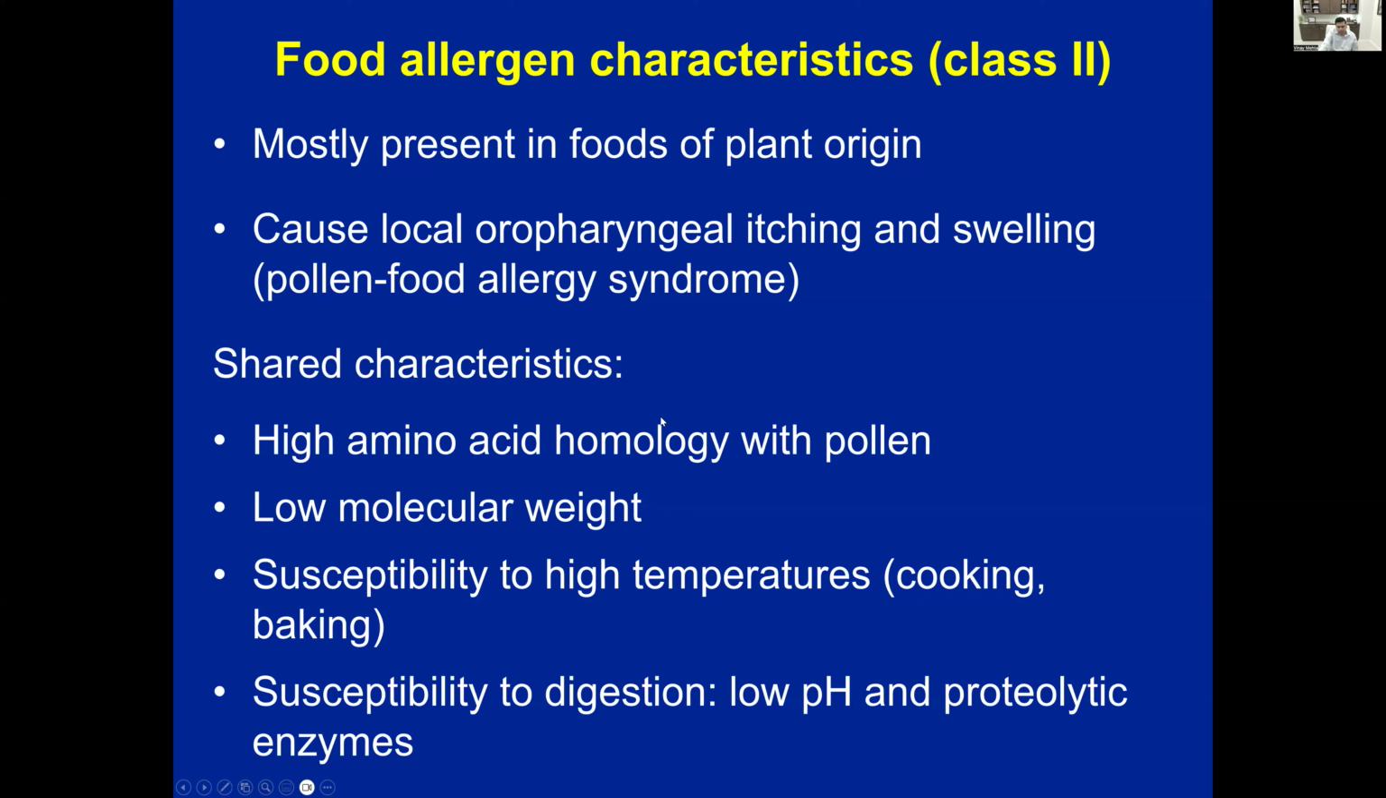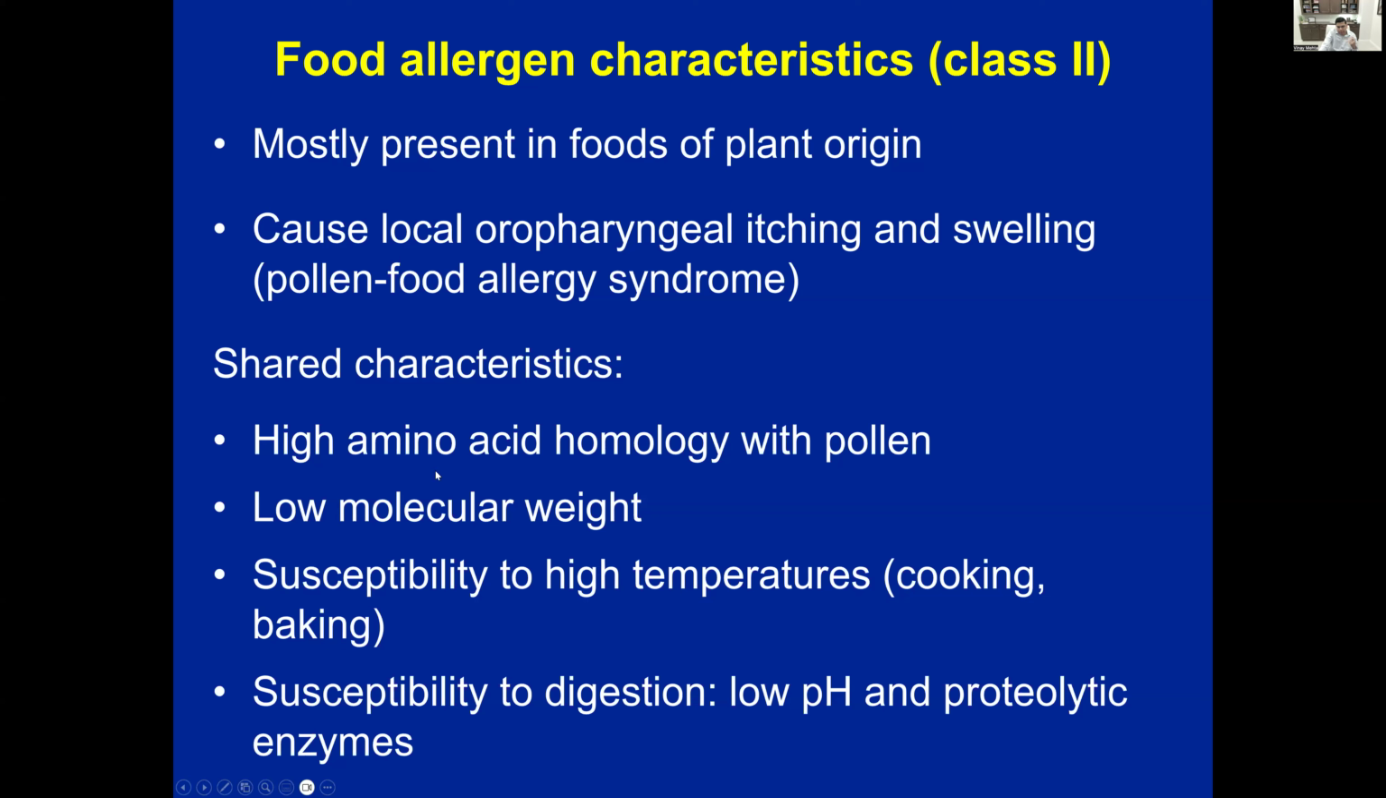On the food itself, the peptide resembles pollen very closely. A good example is birch pollen, which is a tree pollen. Many of the pitted fruits like apple, peach, and plum will contain a protein that resembles birch pollen. So if the patient is sensitized to birch pollen and eats these foods fresh and raw, it will cause localized itching of the mouth, the throat, the tongue.